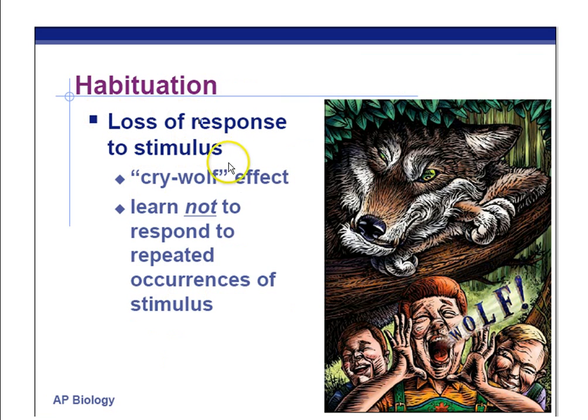Habituation, loss of response to stimulus. Basically what we're talking about is a type of classical conditioning. Over and over again, if you see a car as a deer, at first you might run away from that car, but over and over again, those deer start to not be afraid of the cars. They just kind of stay off to the side of the road. And that's a result of being habituated, or learning not to respond to repeated occurrence of a stimulus.